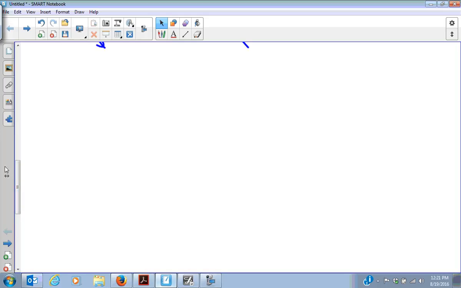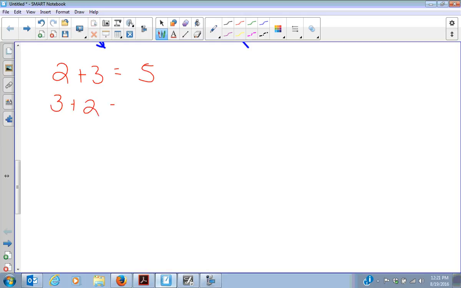So commutative property says this. 2 plus 3 equals 5. Yes? And 3 plus 2 equals? Now, what did we just discuss? Is subtraction commutative? 3 minus 2 is? 2 minus 3 is? So are these the same?